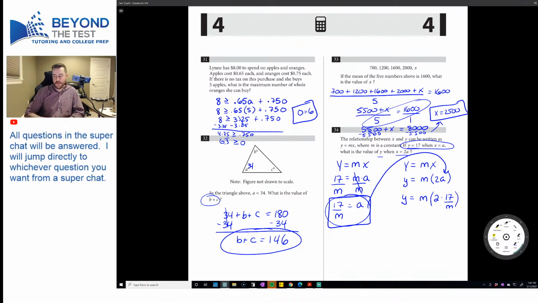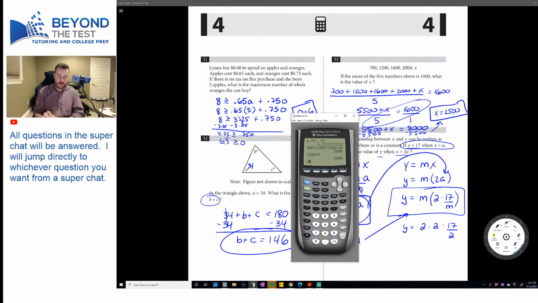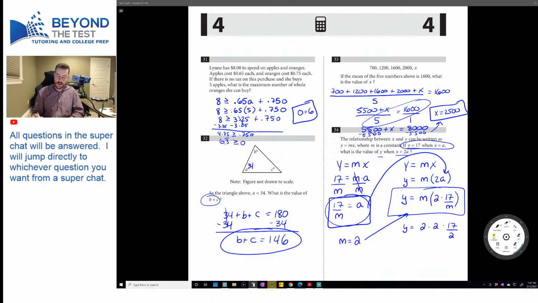Okay. Now, if you struggle with this, and you're not sure how to simplify this, you can just throw in any value for m. So if you want to, you could say, let's say m was 2 here. If I put that in, we get y equals 2 times 17 over 2. And you'd be able to just type that right into the calculator. 2 times 17 over 2. And that will give you the correct answer, which is 34. So y is 34 is the correct answer.